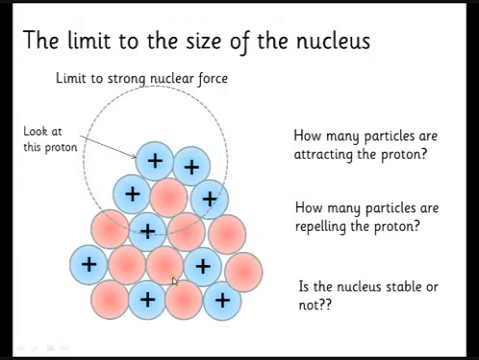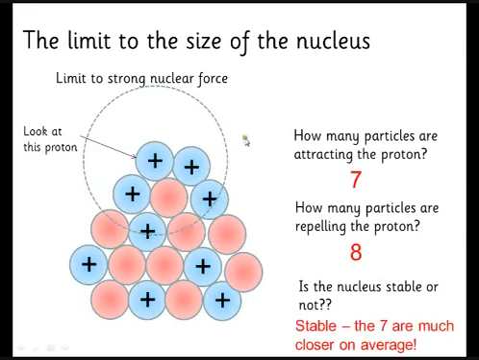Once the nucleus gets a bit bigger, what happens to the number of particles attracting it? Well, it's only gone up to 1, 2, 3, 4, 5, 6, 7 that are inside this circle close enough to pull this proton. So we've got 7 pulling it. How many are repelling it? Well, again, we count the positive charges. 1, 2, 3, 4, 5, 6, 7, 8 repelling it. Is it stable or not? Yes, it actually is, even though 8 is bigger than 7, you might think, oh, no, it's not. These ones are a lot further away, and we haven't really talked about the size of the forces too much. But it might give you the idea that it's starting to become less stable.